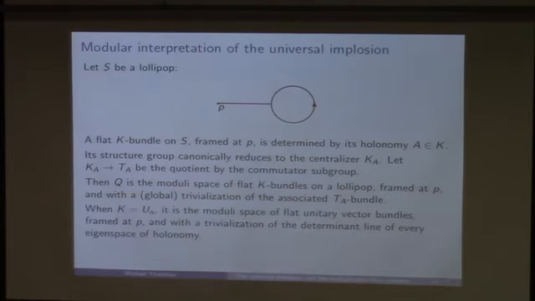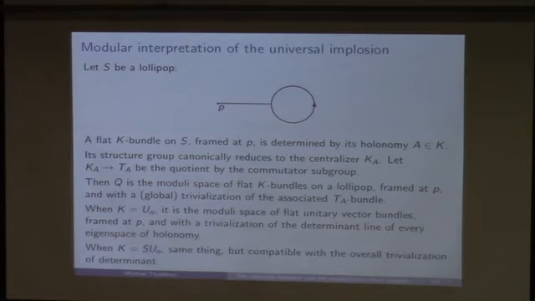So, let me illustrate again in the case of UN. In the case of UN, I think of my universal implosion Q as parameterizing flat unitary vector bundles on the circle or on a lollipop, framed at one point, but also with the trivialization of the determinant line of every eigenspace of the holonomy. And, of course, the dimensions of the eigenspaces jump as you move around. So what does it mean to have a moduli space? What does it mean for it to represent this problem? It means there's some notion of families, and that's what gives you the stratification on this stratified space.